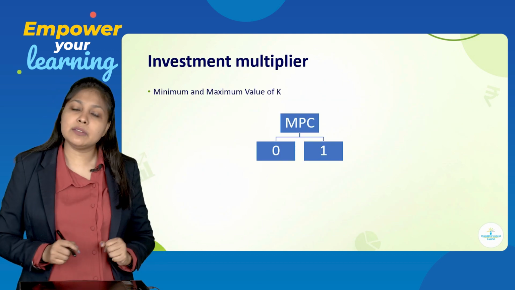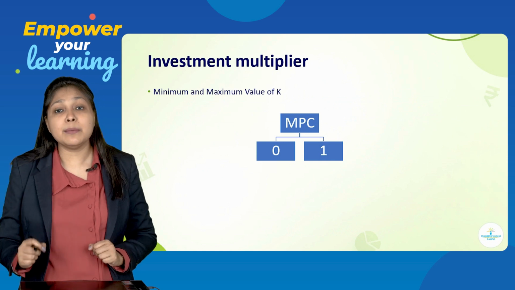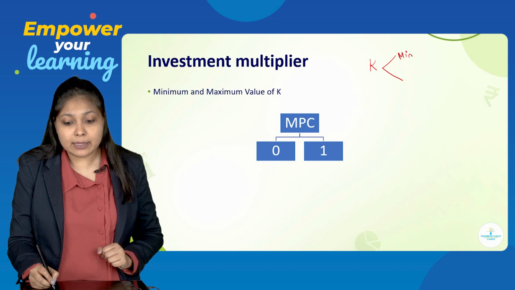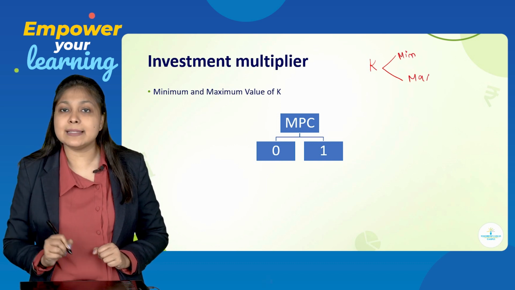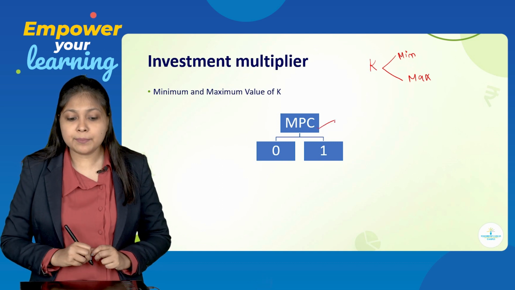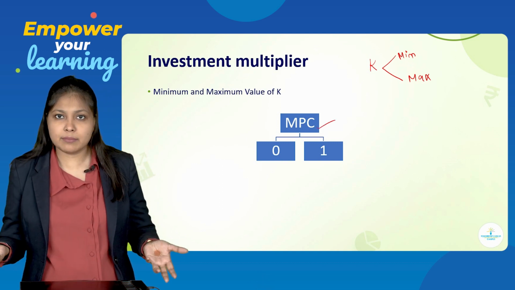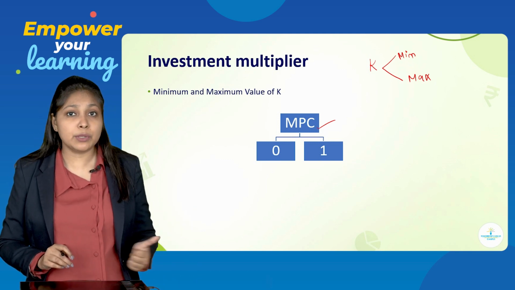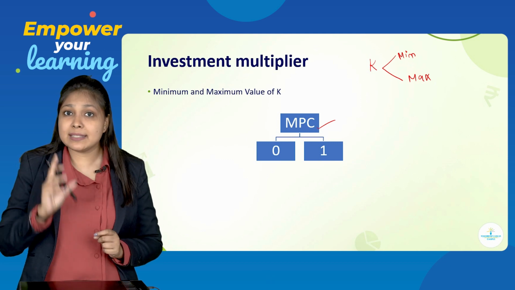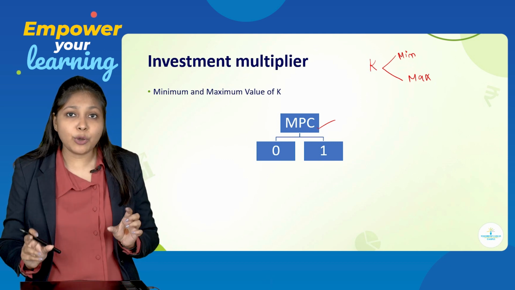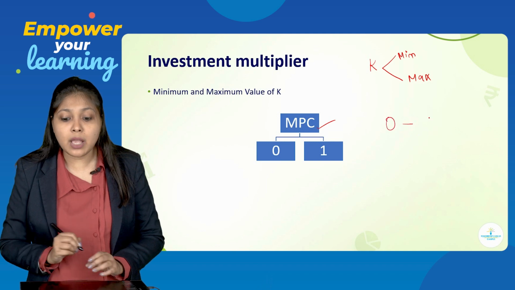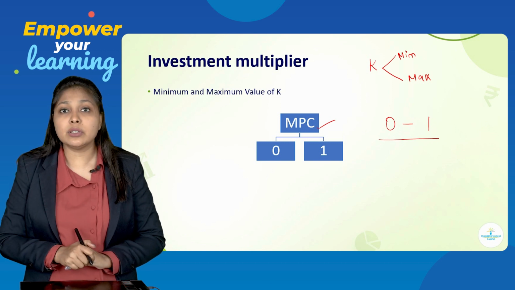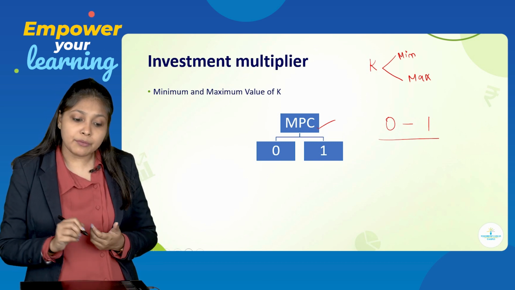Now the last thing about the investment multiplier is the minimum value and the maximum value of K. That means what will be the minimum value and what will be the maximum value. So you know K and MPC are related. We have studied MPC in the part on marginal propensity to consume, and there we saw the first important point of MPC, that the value of MPC will always vary between 0 and 1. So if the value of MPC always varies between 0 and 1, how can we find out the maximum and minimum value of K? Very simple.